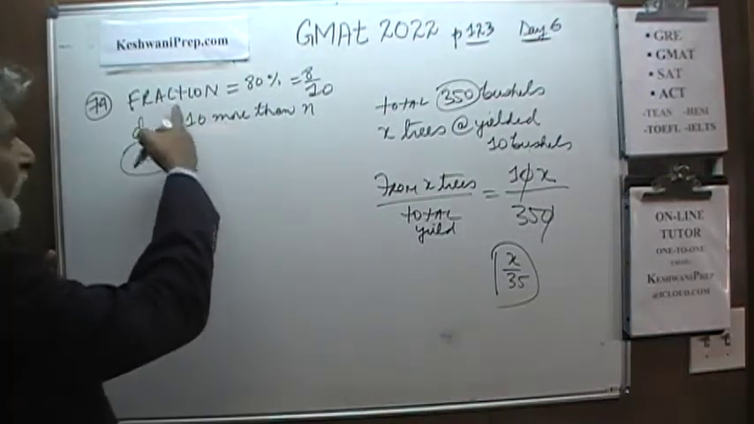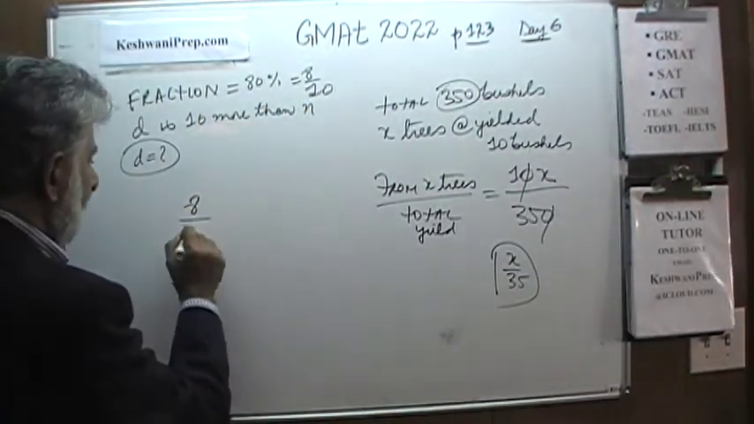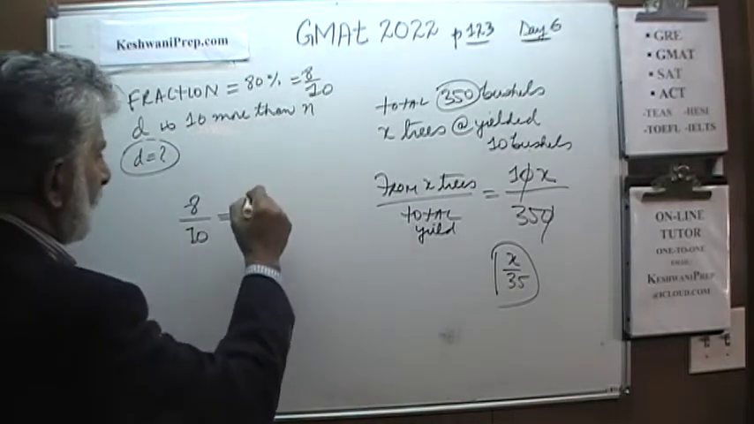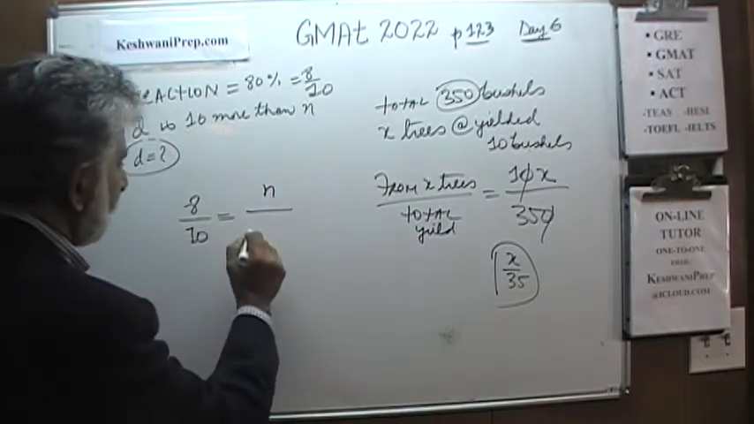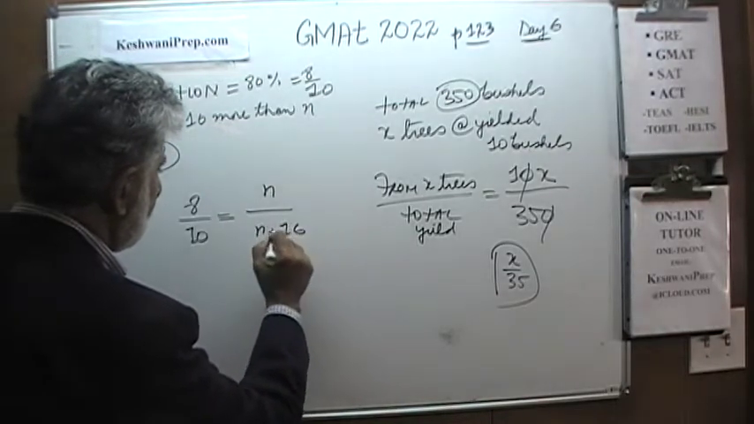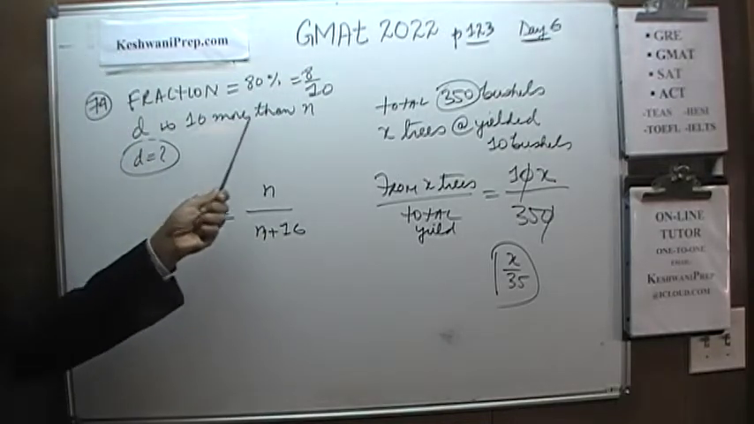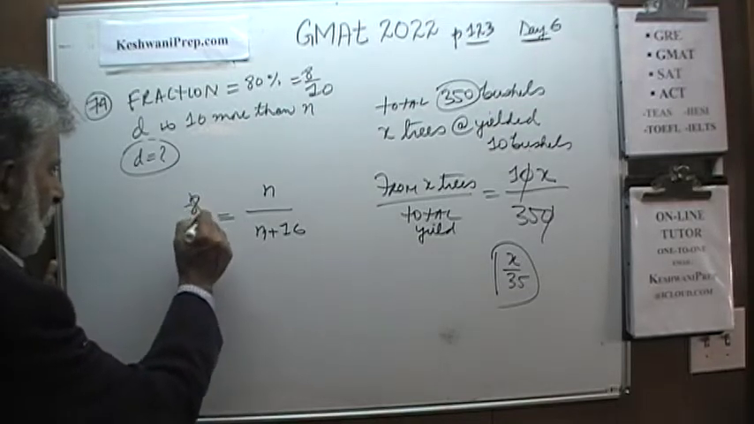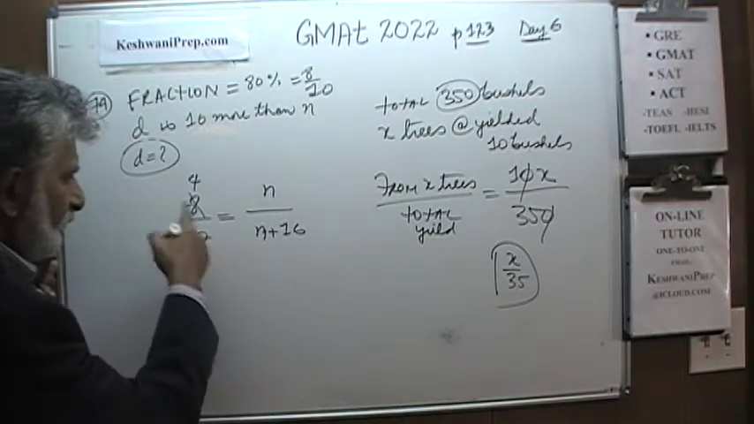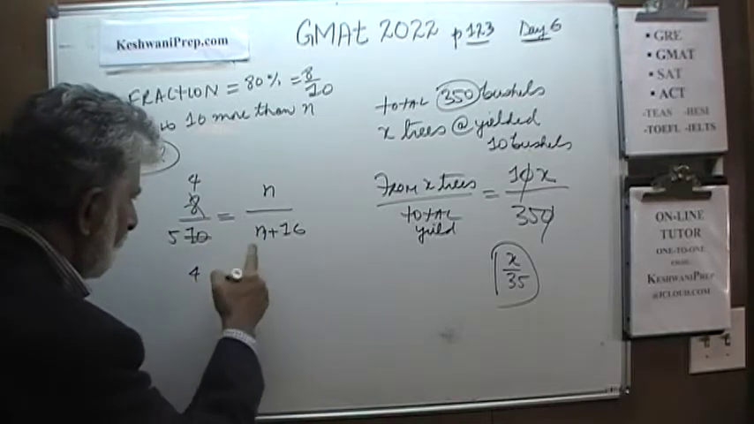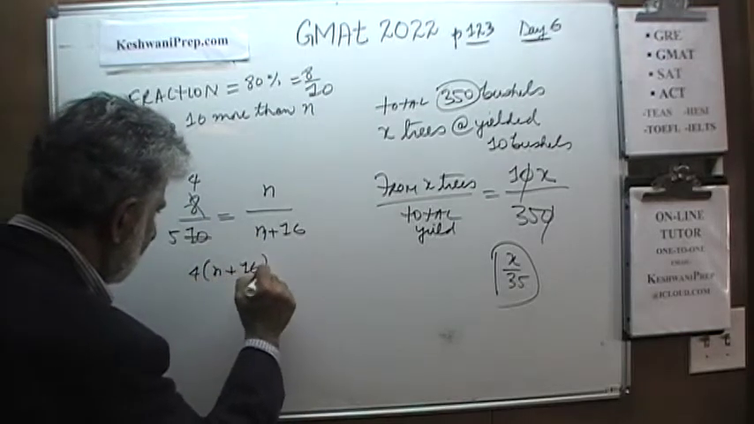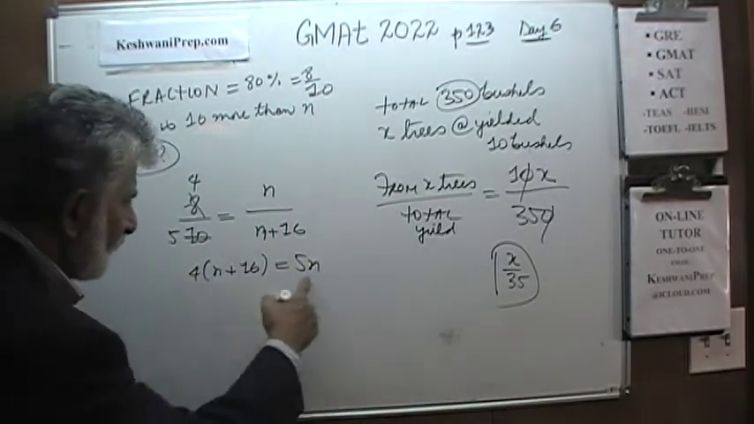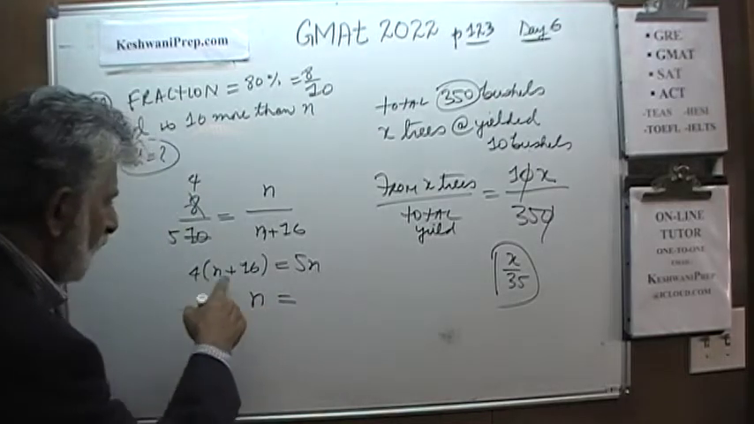So let's begin. The fraction is 80%, which is 8/10. And 8/10 has to equal, the denominator is 16 more than numerator. So here's our numerator, and denominator is 16 more than that. So it's numerator plus 16. Very good. Denominator is 16 more than numerator. So whatever the numerator is, you add 16 to it and you get that. Let's reduce it first before we go any more. 4/5. Cross multiply. So 4 times n plus 16 has to equal 5 times n. Subtract 4n from both sides.